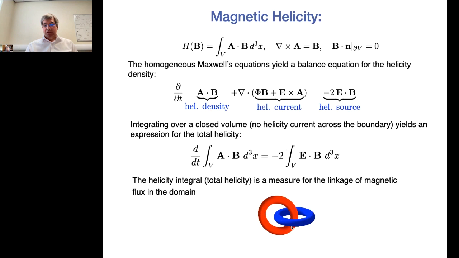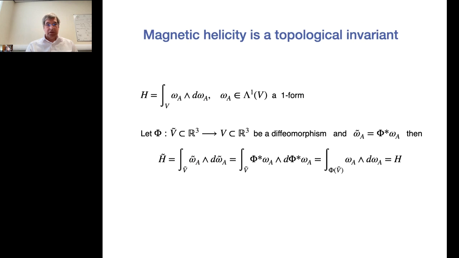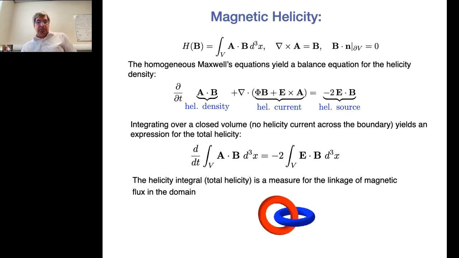More generally, you can interpret the helicity as a topological invariant. Under the ideal deformation, which we discussed before, the electric field is perpendicular to the magnetic field. So the term on the right-hand side of this equation vanishes, and that means the helicity doesn't change under ideal deformation.